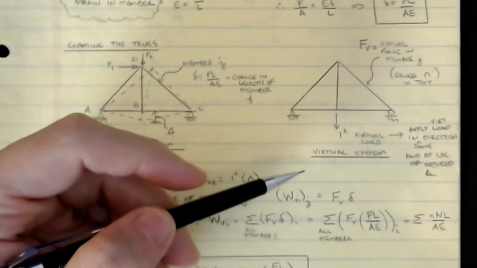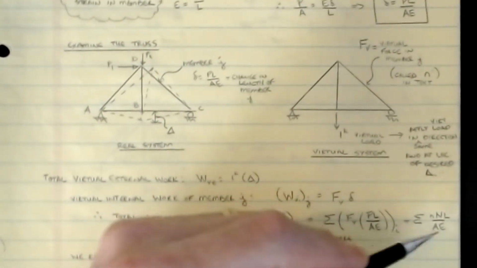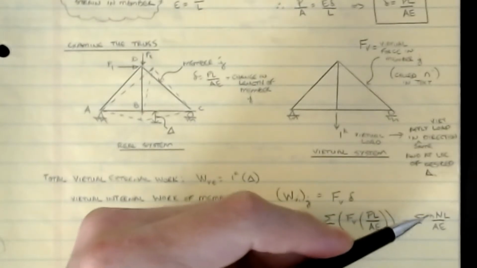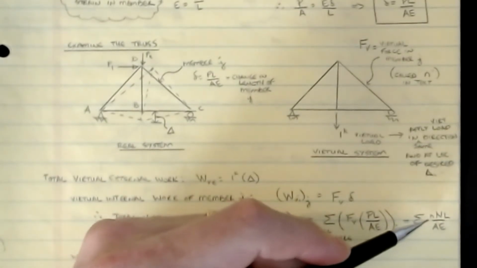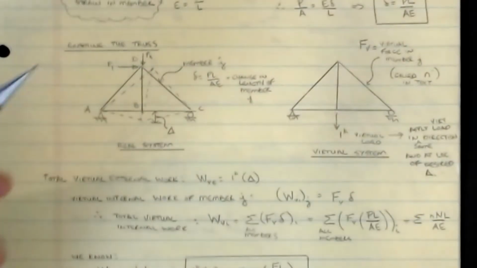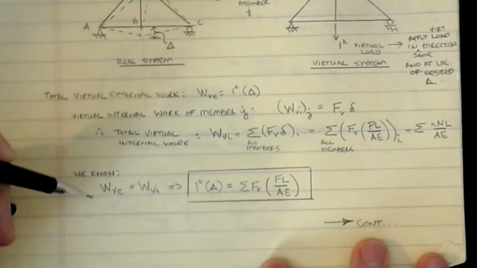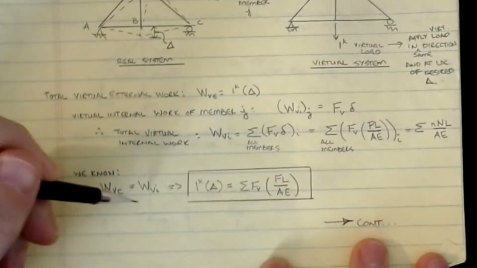Now, in some textbooks, you'll see this written as little n and big N. I think our Casamali text doesn't use this, but things like Hibbeler and some of the other texts will use a different nomenclature. But one of them is the virtual, one of them is the real, and then L and AE are the same for both. Okay, now, what do we know? We know from physics that the external work has to be equal to the internal work.